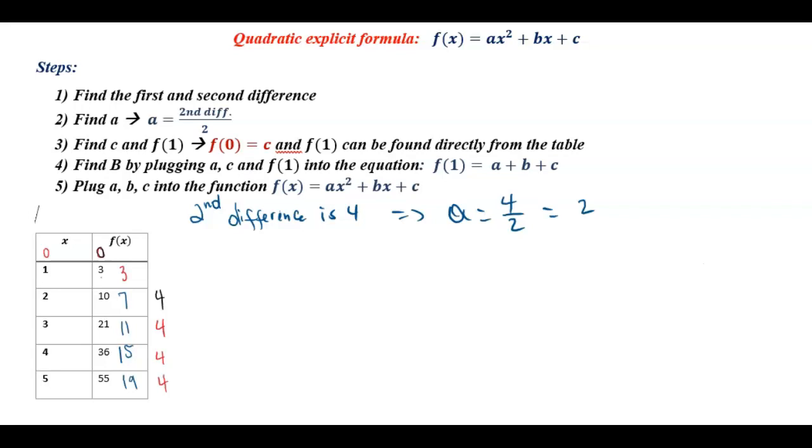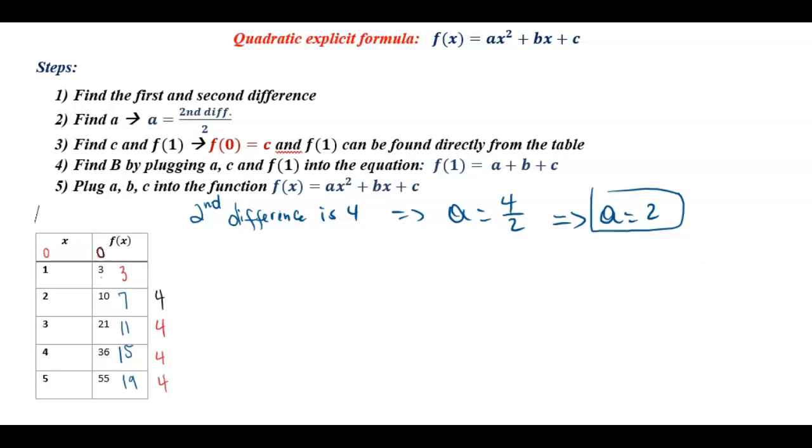Now, we got A is 2, because I want to box it. So we got A equals 2. So that is our A value. We're gonna need that number. So next thing we're gonna do is to find the C value and the f of 1.